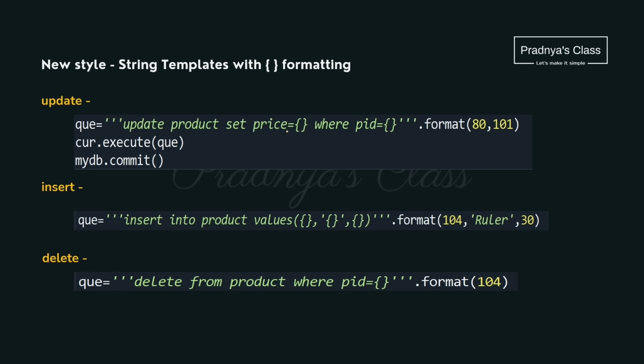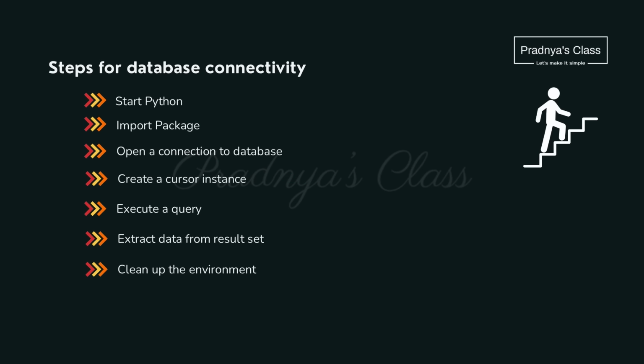Placeholders can be anywhere. Look at this update query: update product, set price equals to this and PID equals to this. So the first value will always get replaced at the first placeholder and the second value at the second placeholder. Order and sequence you need to maintain. Hope you understood the whole logic of creating the connection between MySQL and Python.